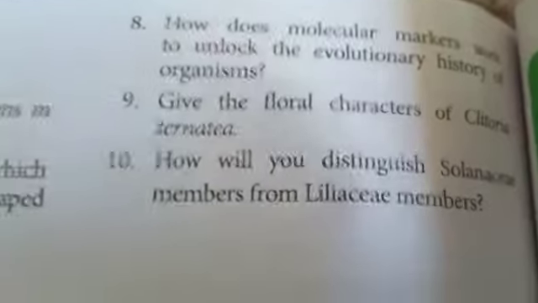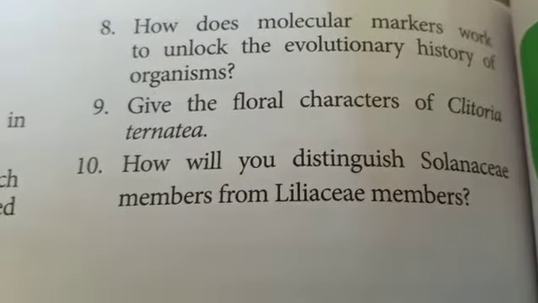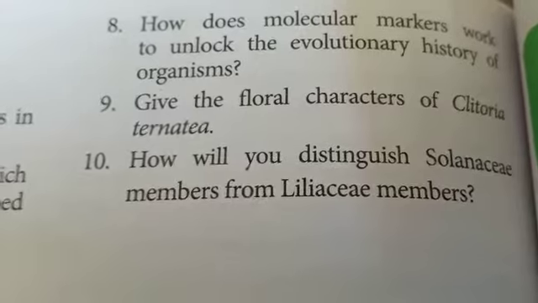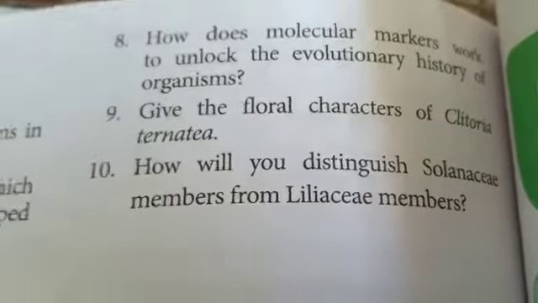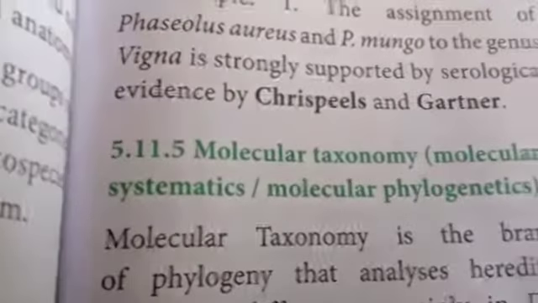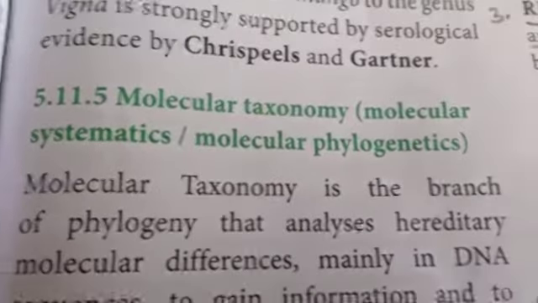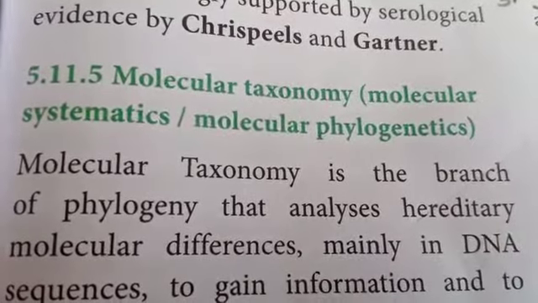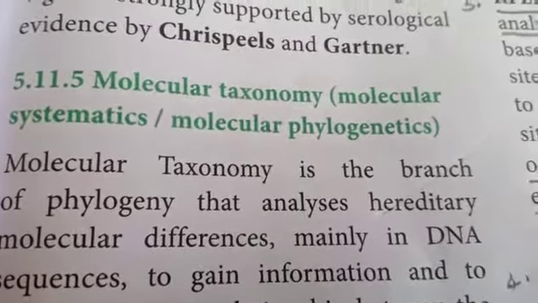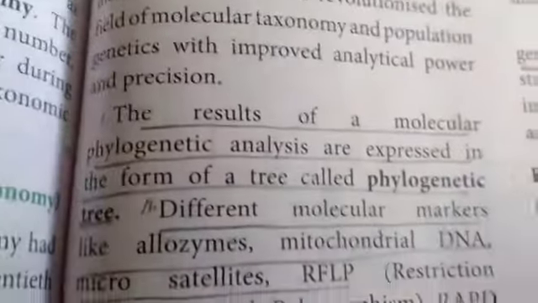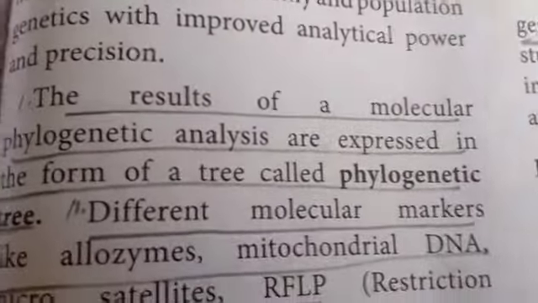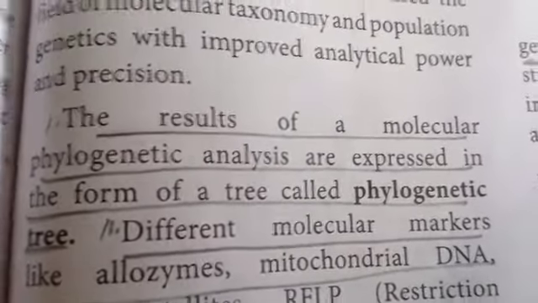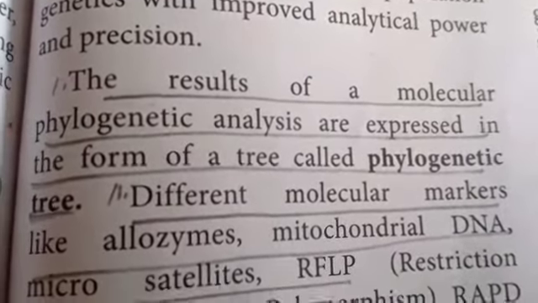Now let's move to the next question. How do molecular markers help to unlock the evolutionary history of organisms? Okay, so we have to know what molecular markers are. It is found in topic 5.11.5. 5.11.5 is molecular taxonomy or molecular systematics or molecular phylogenetics. So let's move to the second paragraph. The results of a molecular phylogenetic analysis are expressed in the form of a tree called a phylogenetic tree.